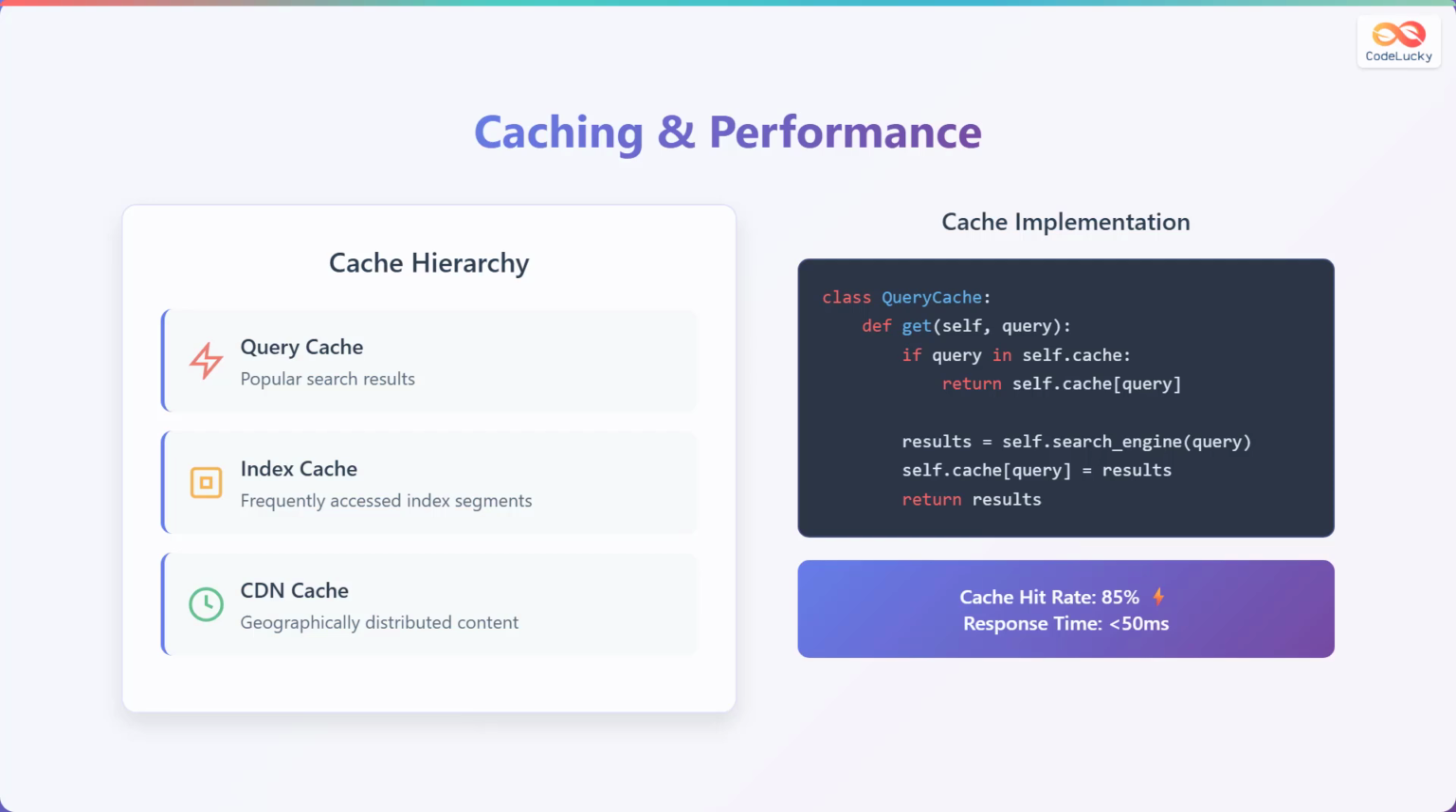The sample class QueryCache shows how caching can be implemented. The get function first checks if the query is in the cache. If it is, it returns the cached results. Otherwise, it queries the search engine, stores the results in the cache, and returns them. A good caching system can achieve a cache hit rate of 85% and a response time of less than 50 milliseconds.